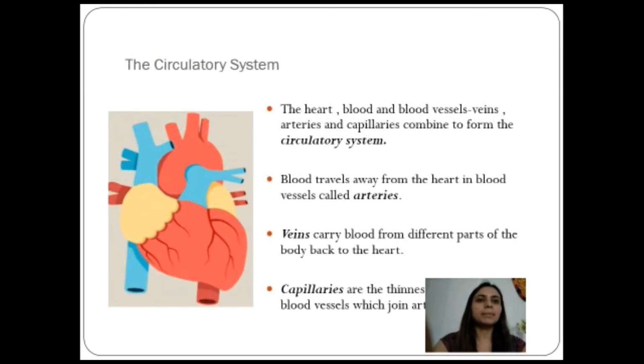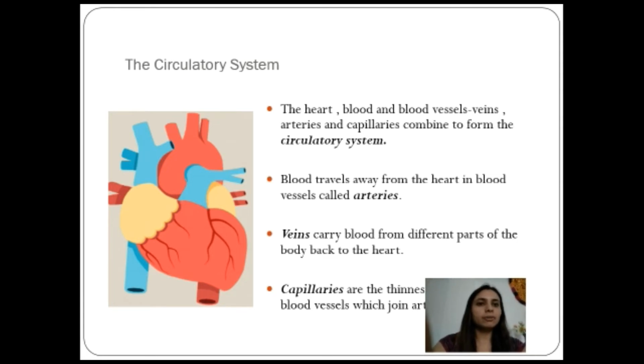The heart, blood and the blood vessels. The blood vessels are of three types: veins, arteries and capillaries, which combine to form the circulatory system. Blood travels away from the heart in the blood vessels called arteries.